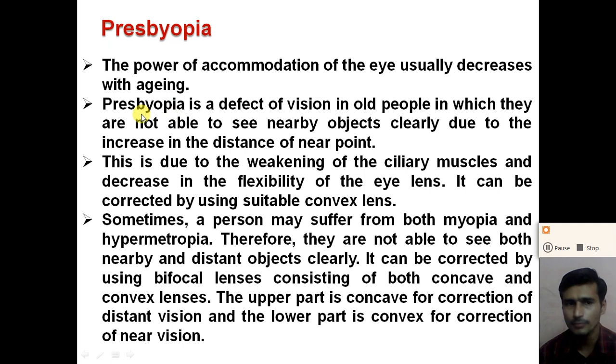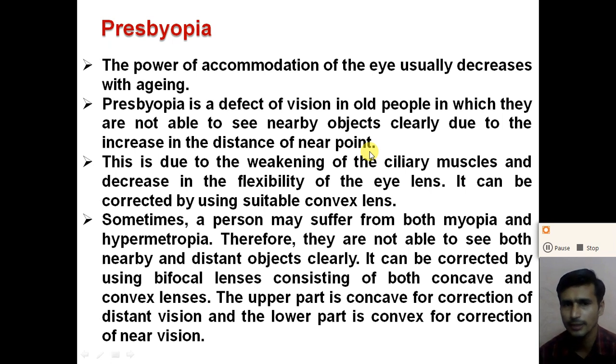So presbyopia is a defect of vision in old people in which they are not able to see the nearby object clearly due to the increase in the distance of the near point. So for old age people, the defect of vision most probably produced is presbyopia.